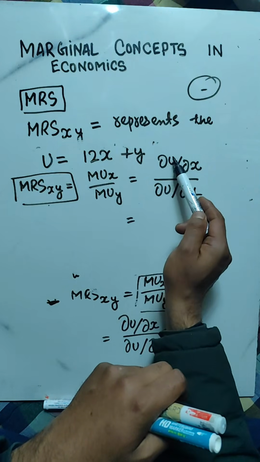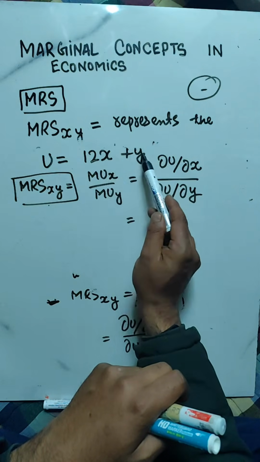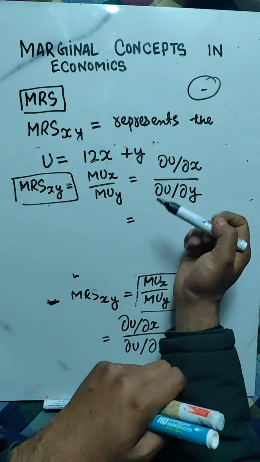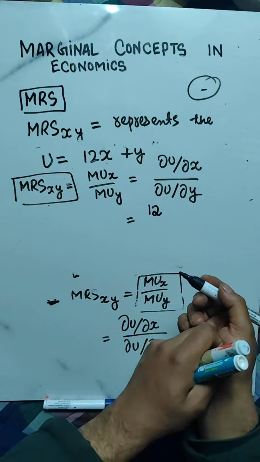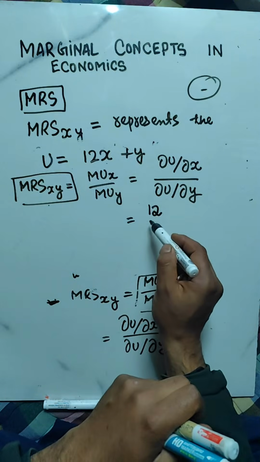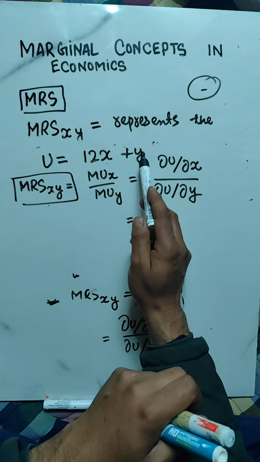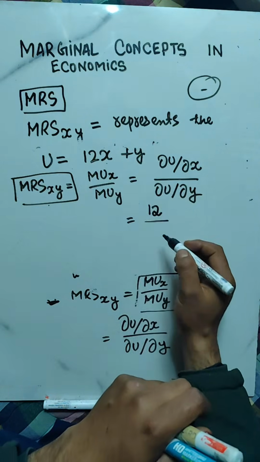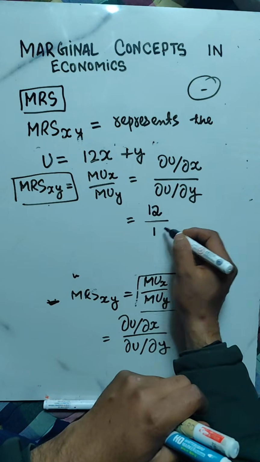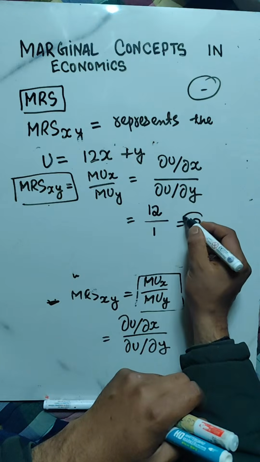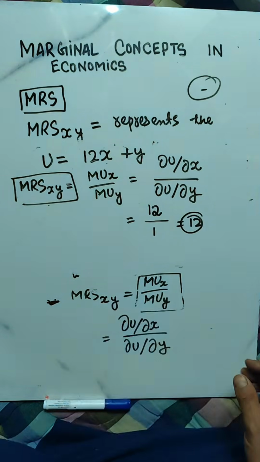The change in the total utility due to the change in the consumption of good x means the derivative of this function partially with respect to good x. Derivative of x is 1, so we are left with 12. Okay, and marginal utility of good y means the partial derivative of this function with respect to variable y, so it will be 1, which will be equal to 12 here.